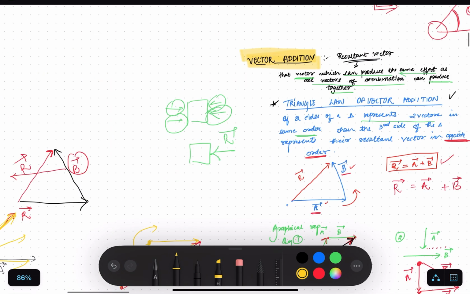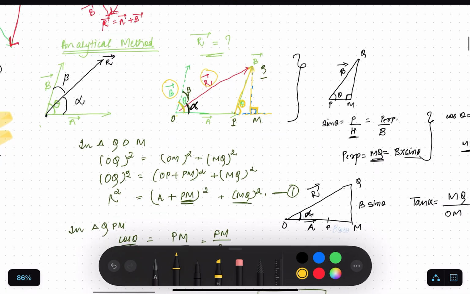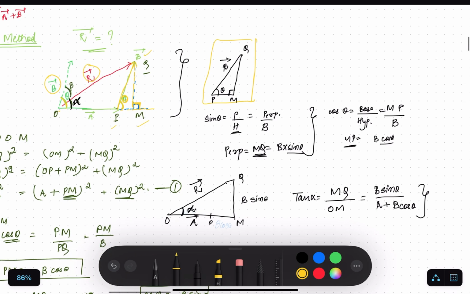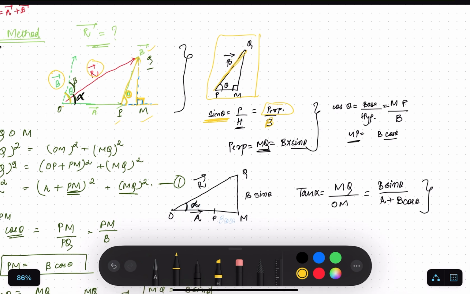Okay, now let me consider this little triangle, let's just name it QPM. I made it here on the side. This is my triangle QPM. Now we have to use a basic maths rule. We know sine theta is perpendicular upon hypotenuse. My perpendicular here, I just didn't give it any value, and my hypotenuse is the magnitude of B vector, that is B. So what is the value of my perpendicular? My perpendicular, that is MQ, is equal to B into sine theta.